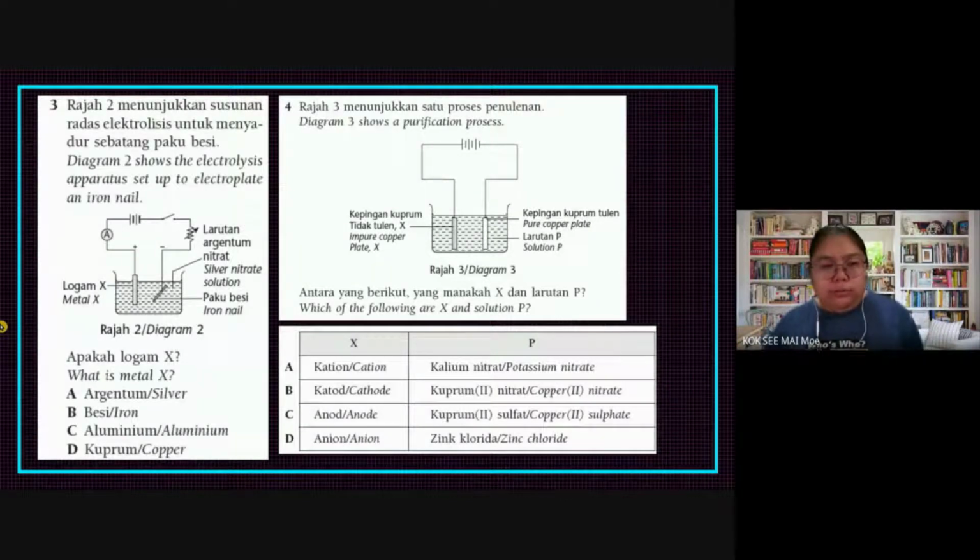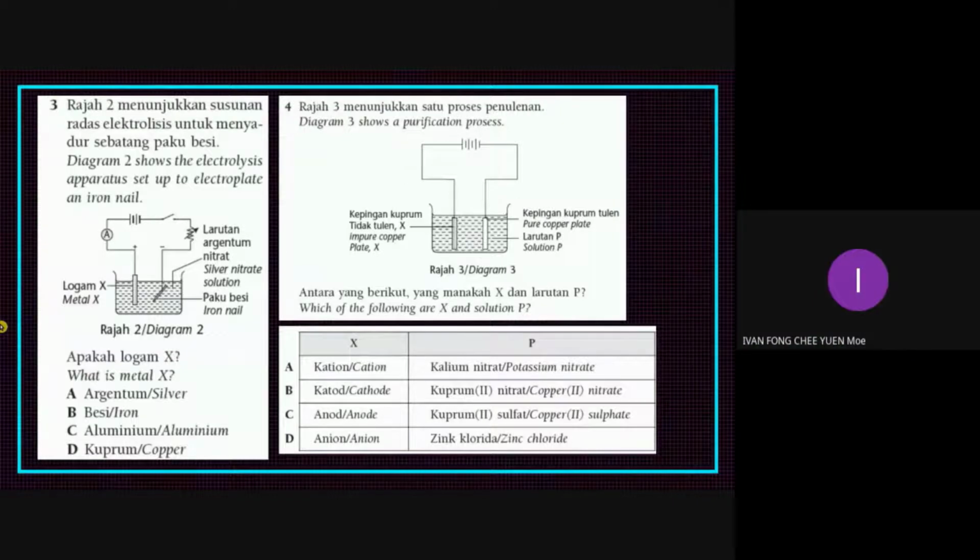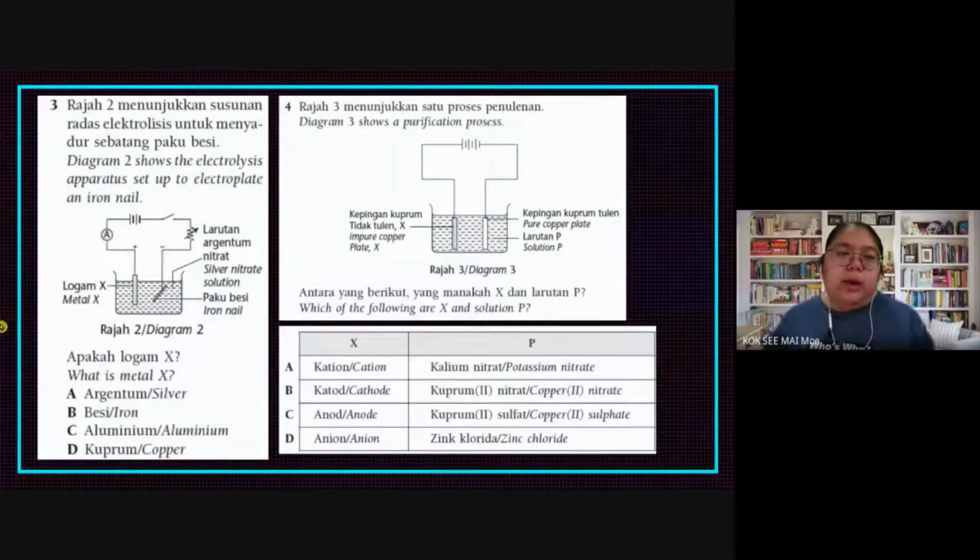Ivan Fong. Yeah. A. Okay, so the answer is A, because you want to do electroplating. Electroplating means you want to make the nail become the same color as the metal X.